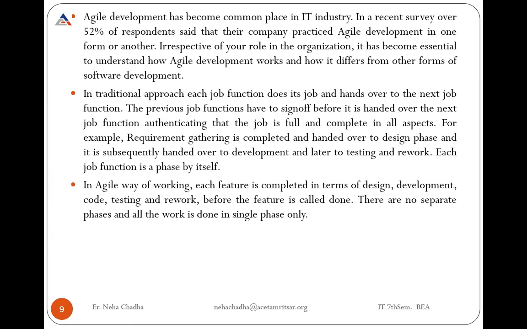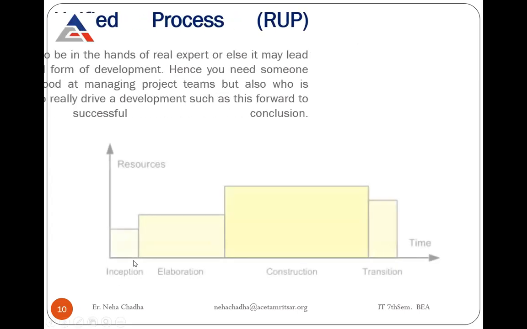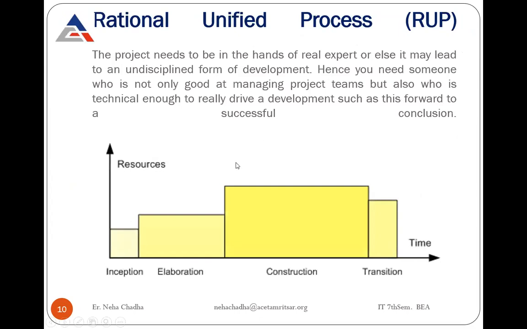It could be possible that after requirement gathering, there is manufacturing of the product, then there is testing, and there could be skipping of some design phase. That means there is a mixture or collaboration of all the phases in a single phase. That is agile methodology. Then comes the rational unified process.